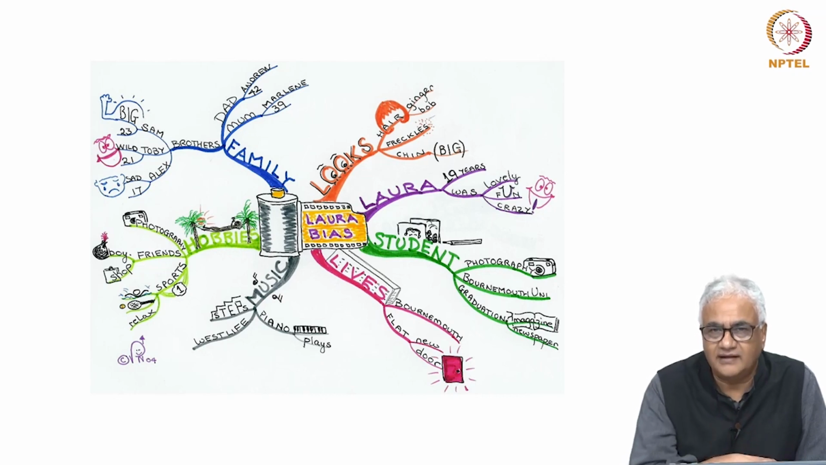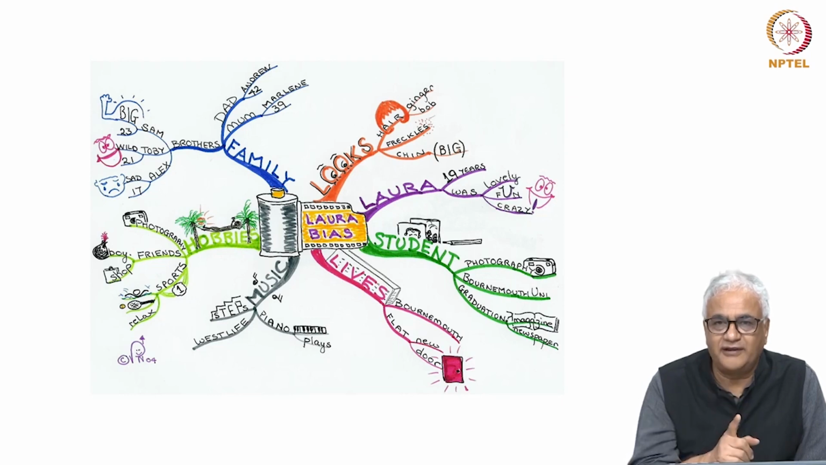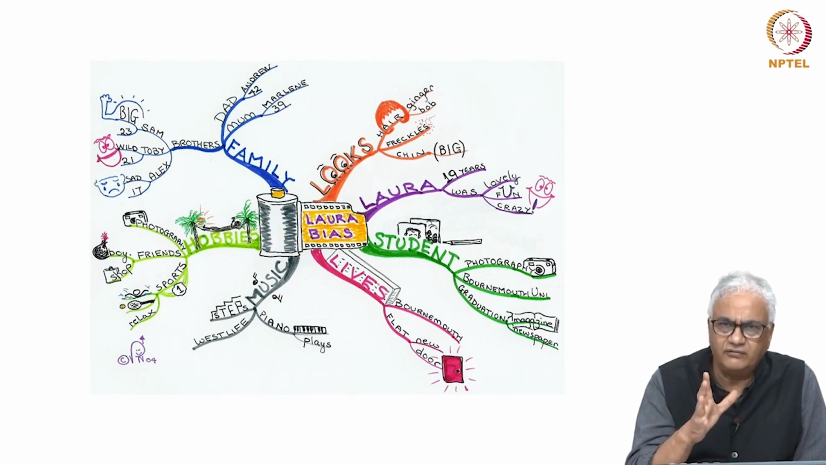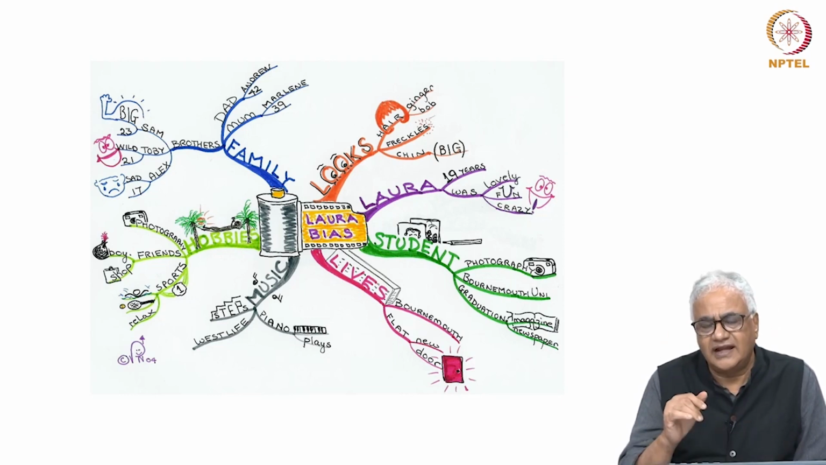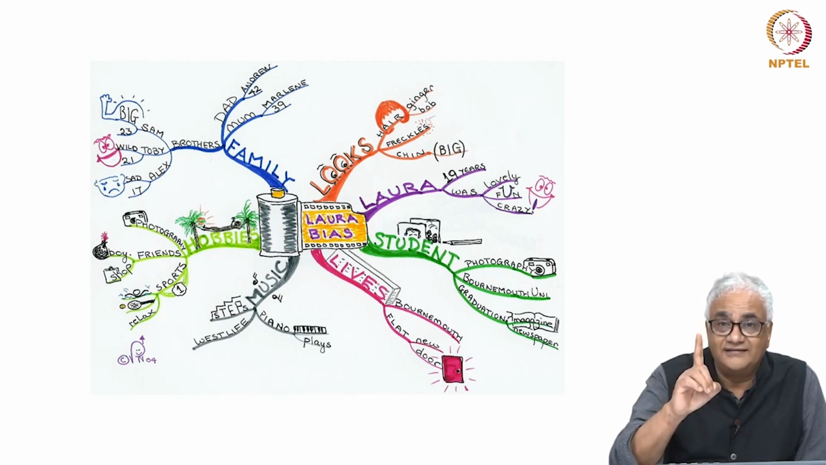How many words are there? How many words? 1. So rule number 4, write down one word only.